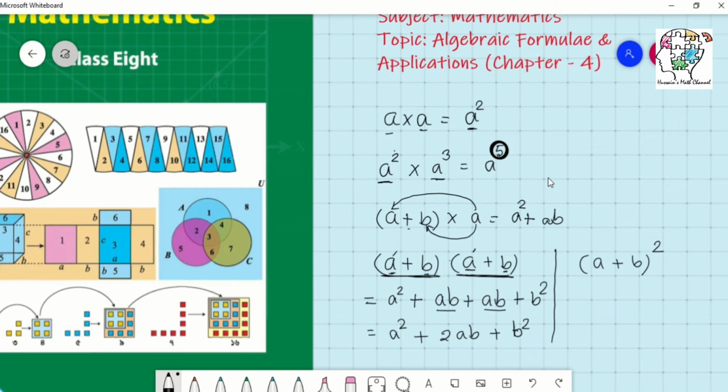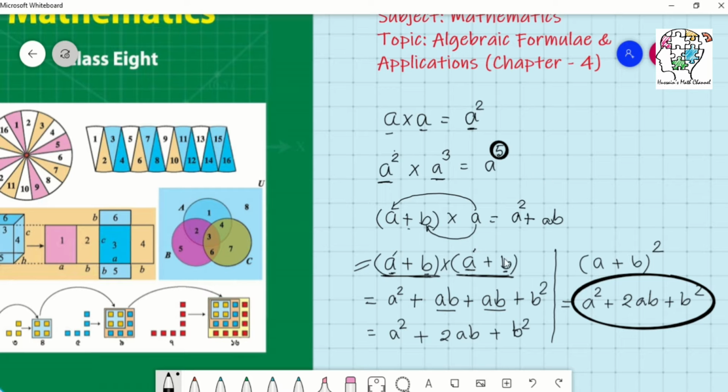If there is a multiplication symbol, cross symbol, dot, or nothing, you will multiply. So this thing becomes a plus b whole square, and this formula we can directly write like this: a square plus 2ab plus b square. This multiplication, in short, we can use for any kind of multiplication of the same thing, or if we want to find the square of a certain algebraic expression that is similar to a plus b, then we can use this formula.